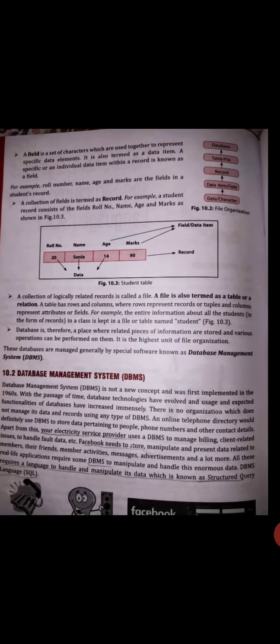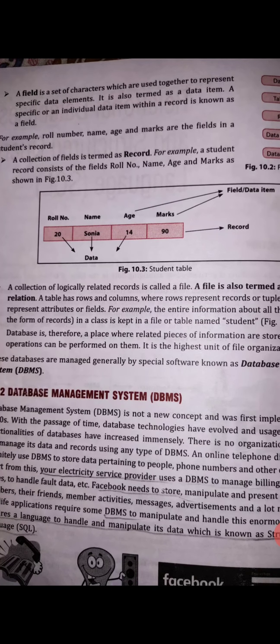Okay, next is field. A field is a set of characters which are used together to represent a specific data element. It is also termed as data item. So try to know the other name also. A specific or an individual data item within a record is known as a field, like roll number, name, age, marks. This particular individual item name is known as data item, or you can say field.